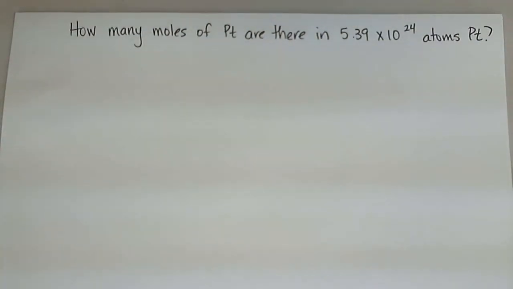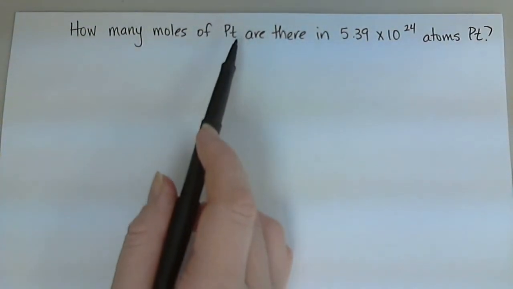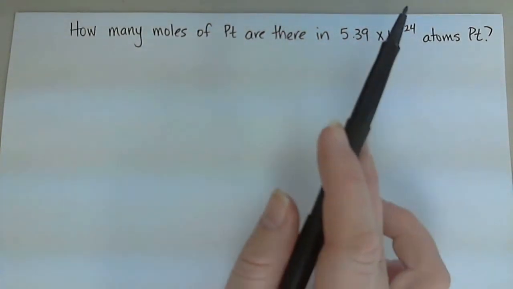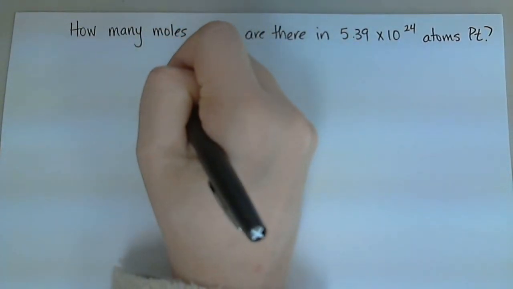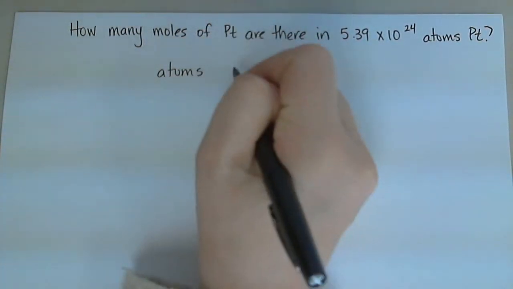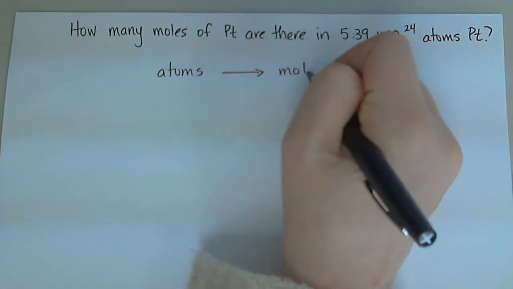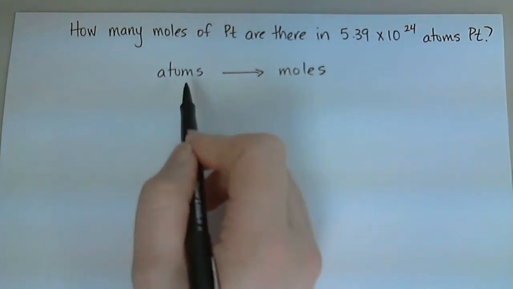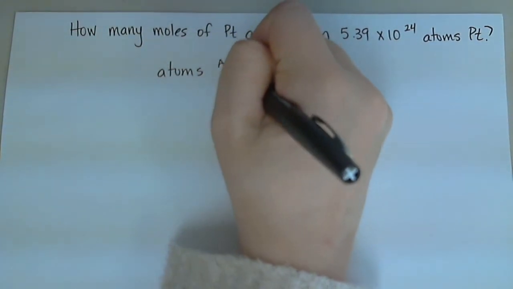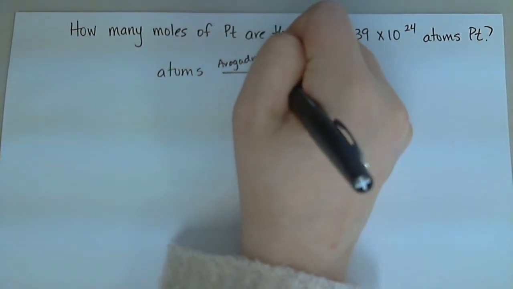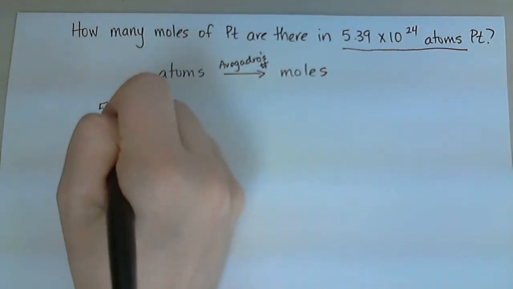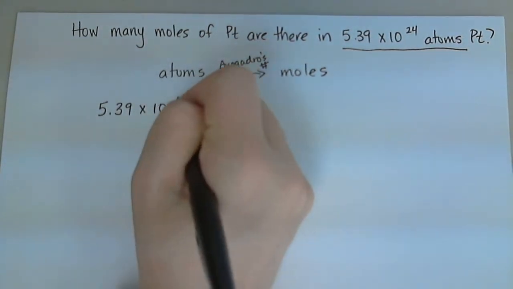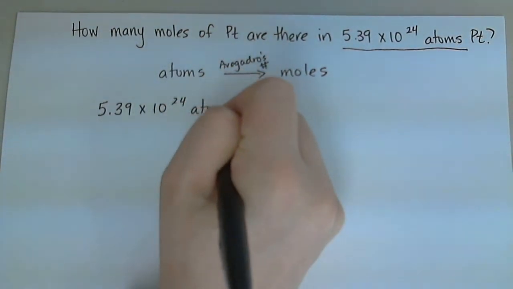All right, let's go ahead and look at a second example. We want to know how many moles of platinum are there in 5.39 times 10 to the 24 atoms of platinum. You'll notice this time when we set up our conversion, we are in fact starting with atoms, and we're being asked to find moles. Luckily, this relationship still involves Avogadro's number. So I'd like to start with what I'm given, which is 5.39 times 10 to the 24th atoms of platinum.